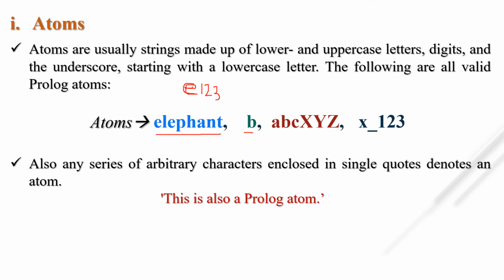So this is a valid atom. This b is also a valid atom. a, b, c, x, y, z are also valid atoms. x_123 is also a valid atom. So the atom always starts with a lowercase letter, that you have to keep in mind.